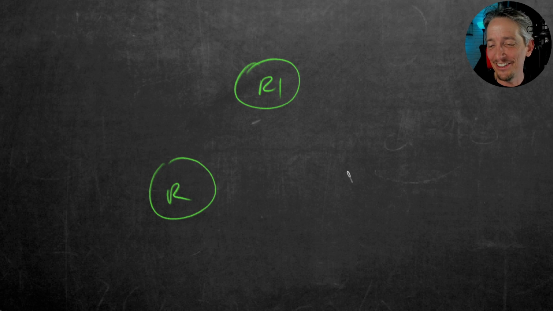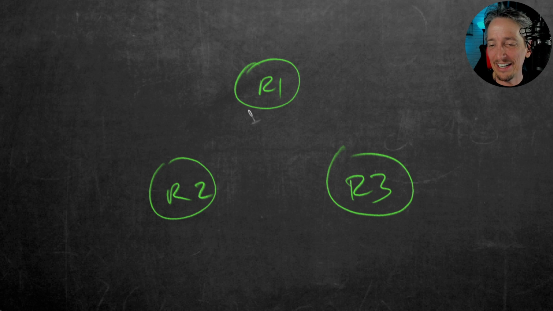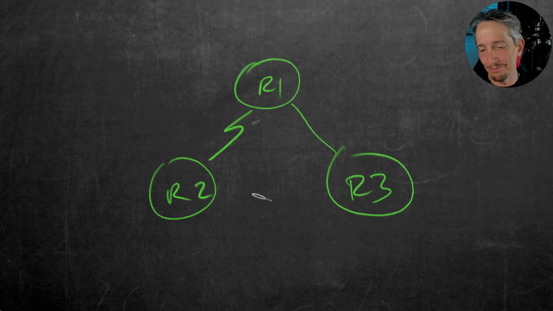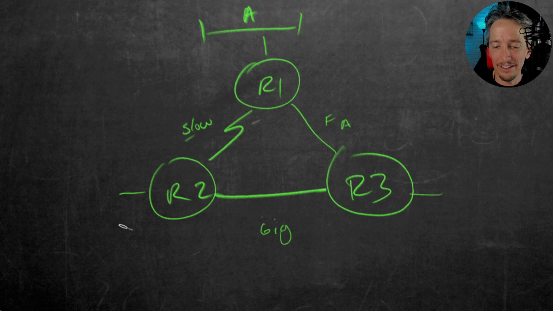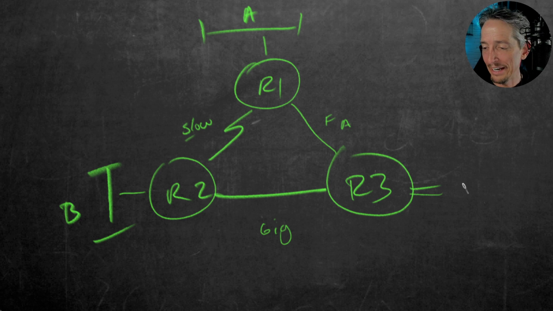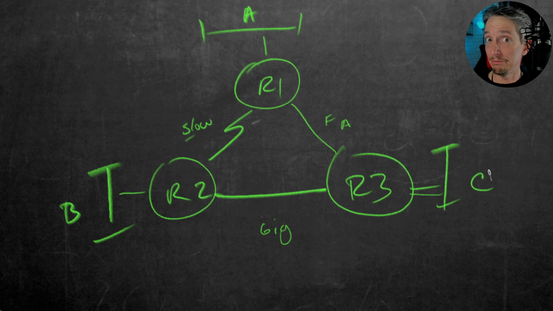Okay, let's imagine we have routers: router 1, router 2, router 3. And they are connected. Maybe we have a slow link and a fast link. So let's imagine this is Fast Ethernet, and this is gigabit, and this is, let's call it slow, S for serial. And if it's IPv6, and we have networks hanging off here, network A, network B, and network C, and there are no dynamic routing protocols.